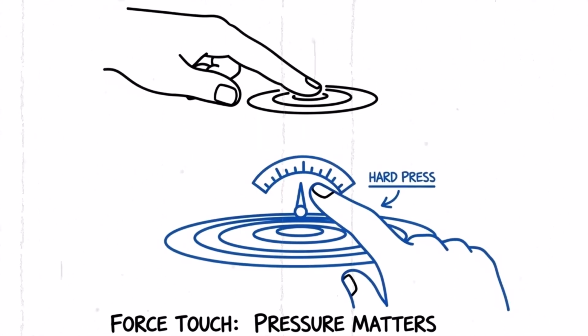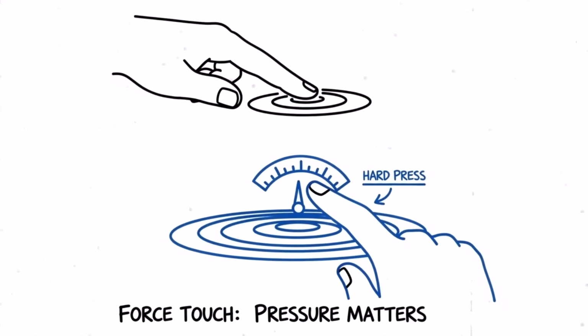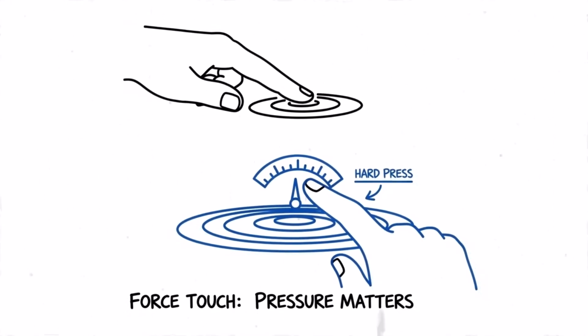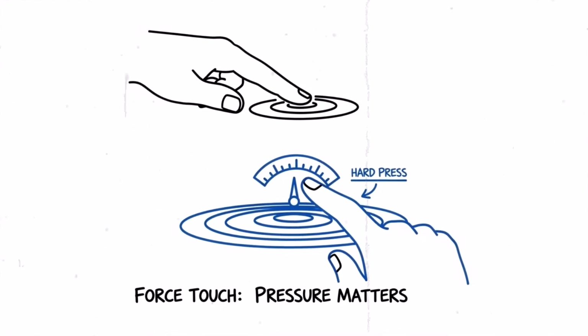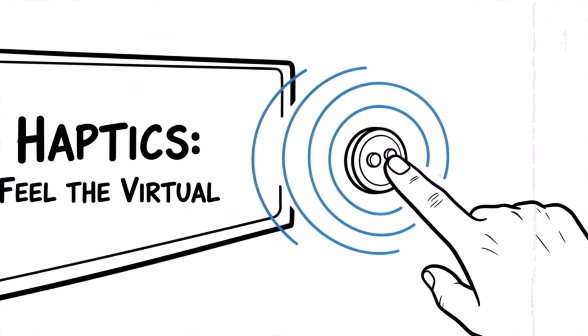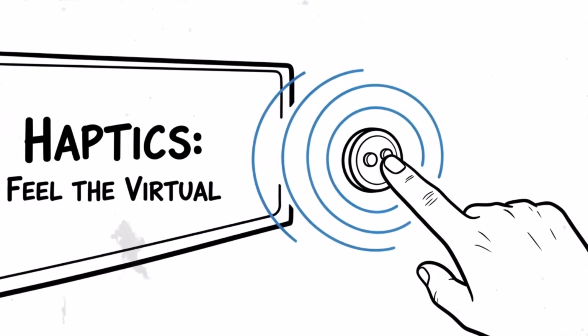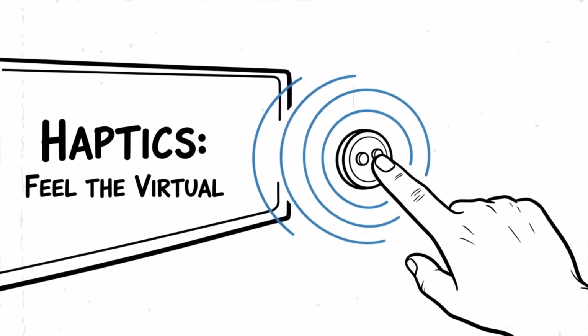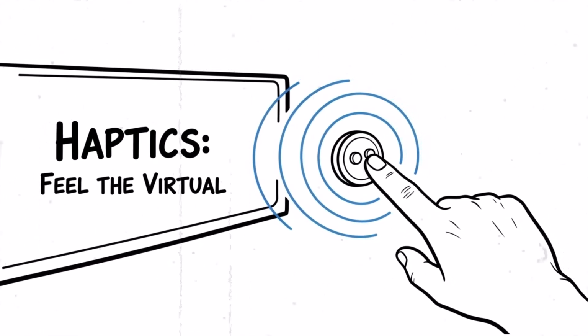Next is stylus technology. Capacitive styluses mimic the electrical properties of a finger. Advanced styluses include active components. They communicate directly with the screen for pressure sensitivity and palm rejection. This is essential for digital artists and note-taking.